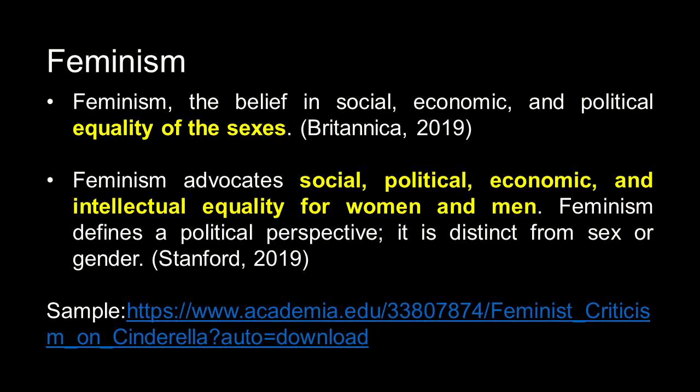Now, feminism defines a political perspective, and it is distinct from sex or gender. It does not focus on just one gender, but it looks at both genders from a political perspective. How are the women and men portrayed in the story or in the poem? And how are those roles significant in terms of their interactions in the story or the poem?